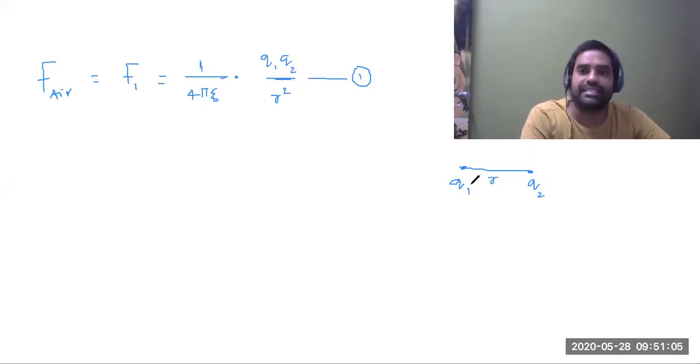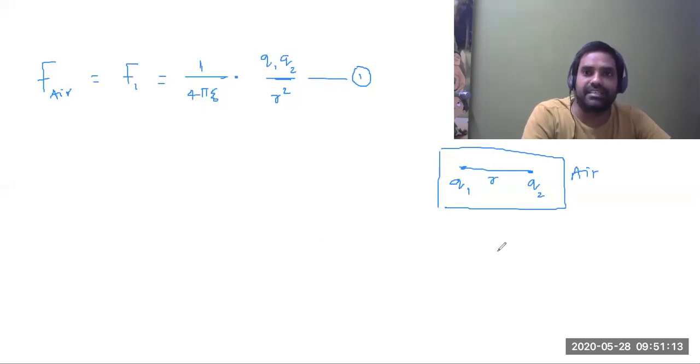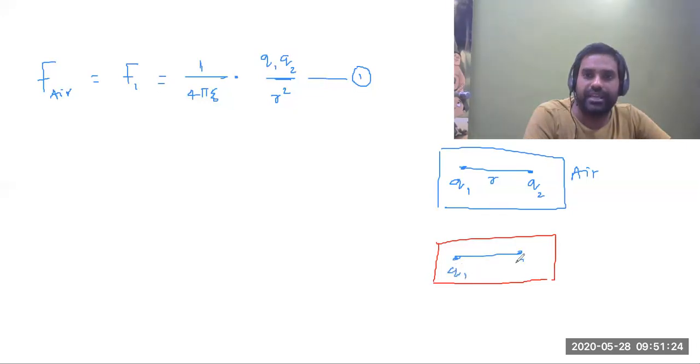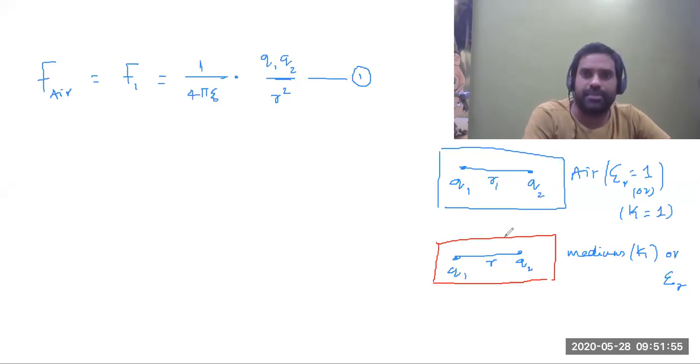And now listen, the same system. Initially it is kept in air, and after that the same system Q1 Q2 is transferred into another medium, having relative permittivity epsilon R or dielectric constant K, because for air the dielectric constant is always taken as 1, K equals 1. Here in air it is separated by R1 and in this medium it is separated by R2. The distance is also different.